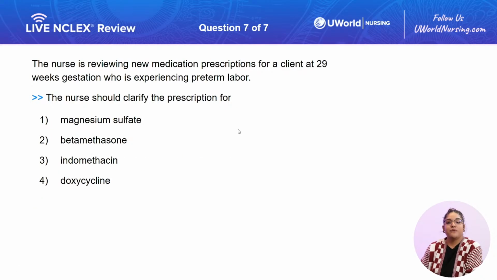The nurse is reviewing new medication prescriptions for a client at 29 weeks gestation who is experiencing preterm labor. The nurse should clarify the prescription for option 1, mag sulfate, option 2, betamethasone. Let me know what you guys think.